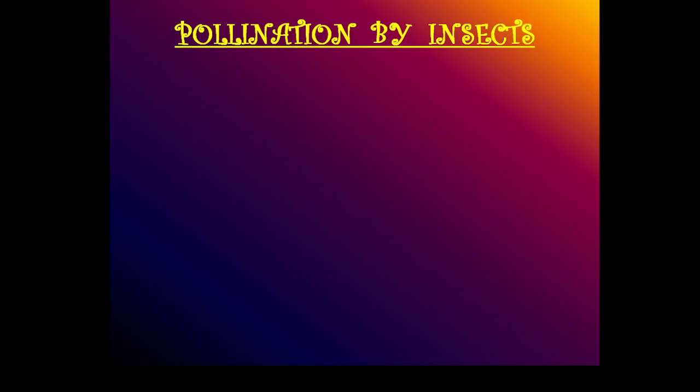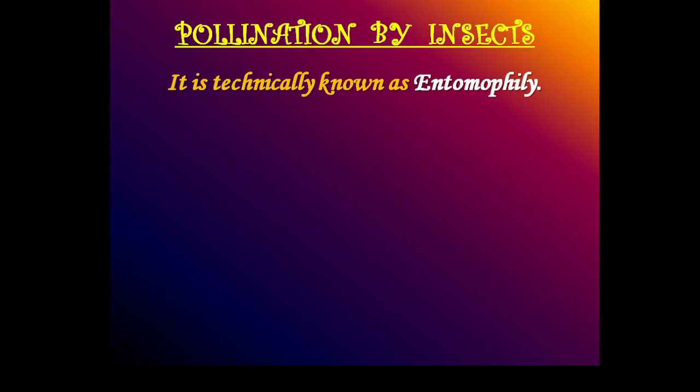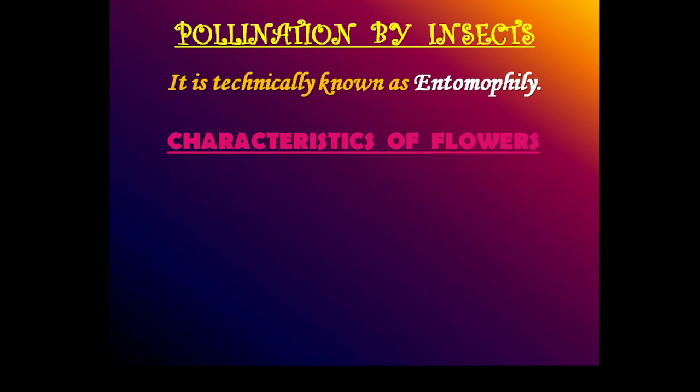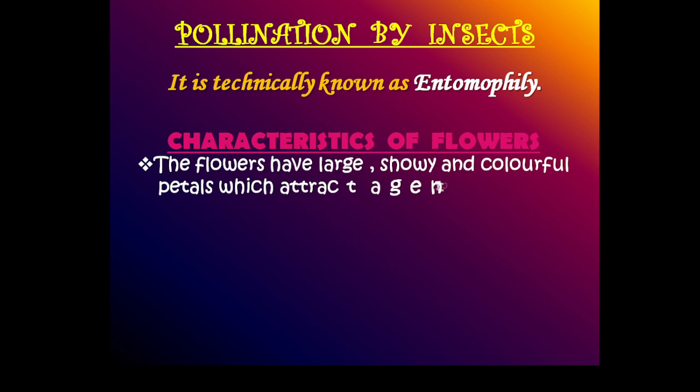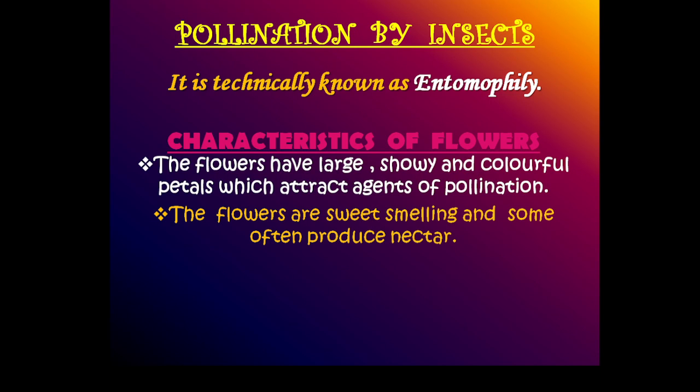Simple. Next, pollination by insects. These are technically known as entomophily. Anything done by insects, entomo is used basically. So entomophily for insect pollination. Characteristics of flowers. Now you will get that, yes, showy petals will be needed. They have large, showy and colorful petals which attract agents of pollination. The flowers are sweet smelling and some often produce nectar.